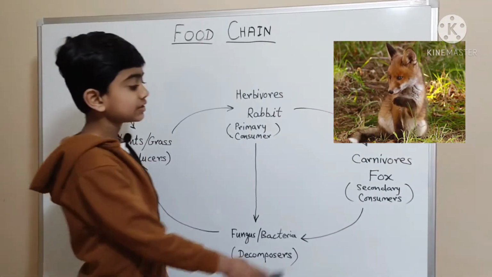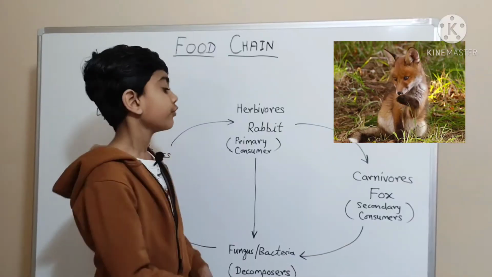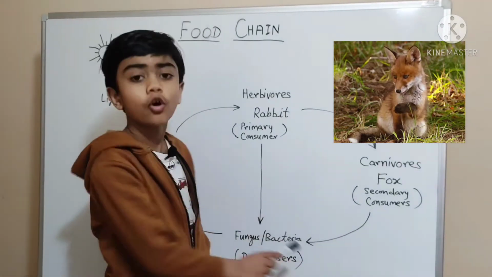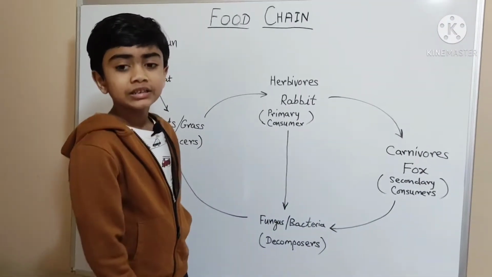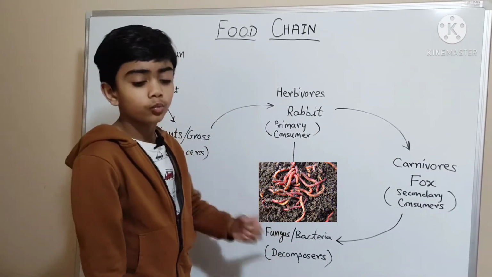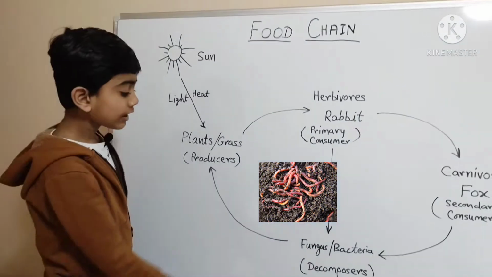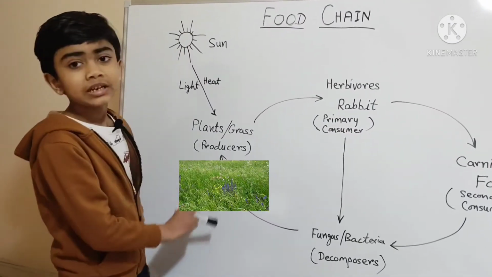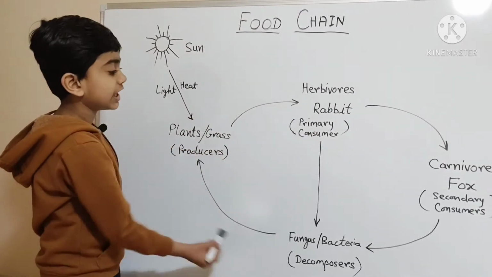If no one eats fox, how will the energy flow? If no other animals eat fox, then where will that energy go? If all these animals and plants die, they will all get decomposed by bacteria or worms and they are called decomposers. All that energy goes back to the plants in the form of compost and that completes our food chain.